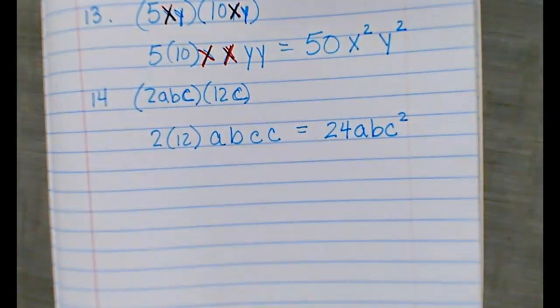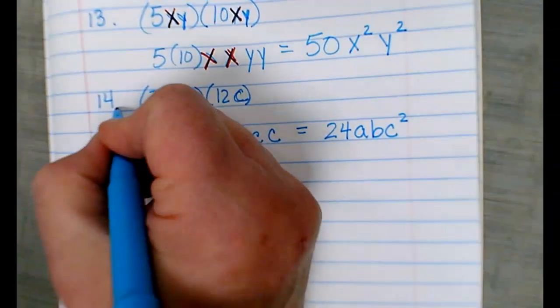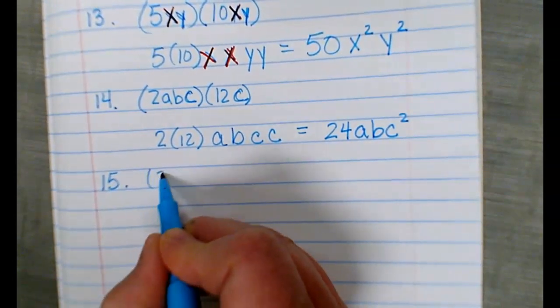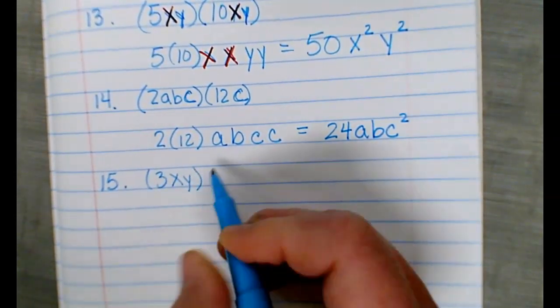I forgot to mention something. Back up in the original problem, were those like terms to start with? You have to have like terms to add. You do not have to have like terms to multiply. Like terms is for adding. I can multiply anything together.